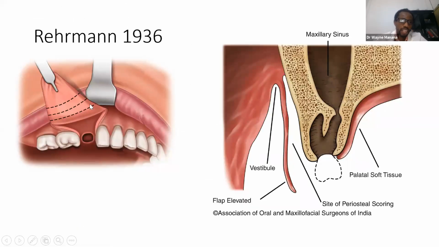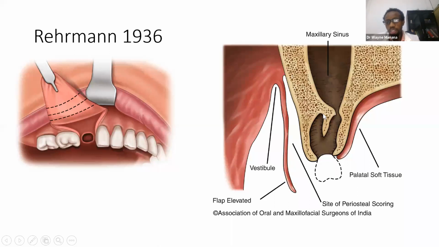But the basic maneuver that we can do in our offices is a very old technique described by Rehrmann in 1936, whereby you raise a buccal, so it's a buccal advancement flap. So you first clean the socket. So the flap is designed in such a way that it has a broad base and a narrow end, so that you preserve blood supply, and then you elevate the flap right onto the bone. So this is a coronal view, we are looking from the top, and then you elevate the flap.